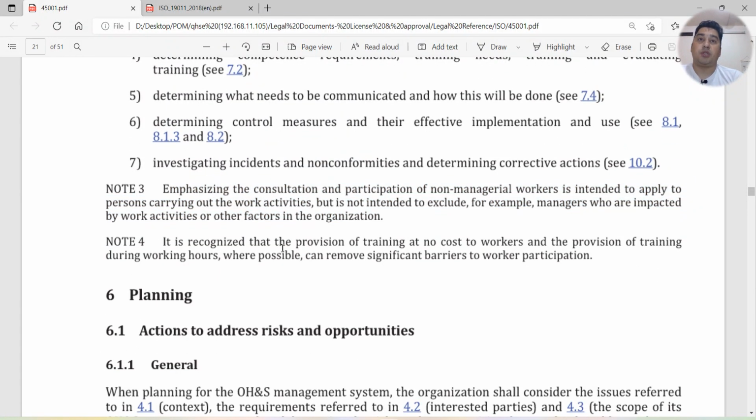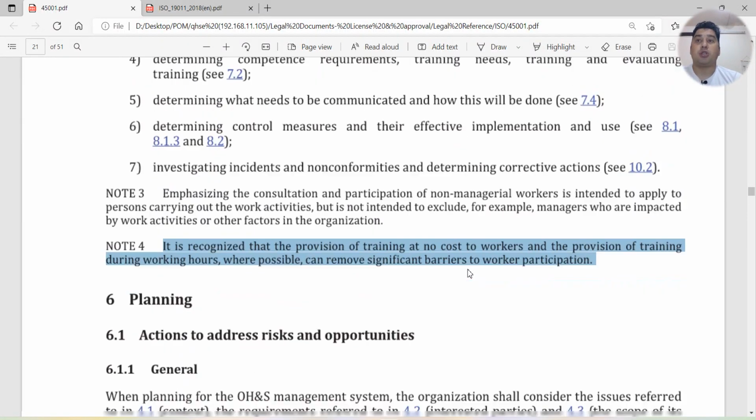It is recognized that the provision of training at no cost to workers and the provision of training during working hours, where possible, can remove significant barriers to workers' participation. So it's saying that whenever you are providing any training, you should not charge it back to the workers. And when that training needs some time, it should not affect the workers' own time. If a worker needs to attend the training for 1 hour or 2 hours, the worker should not work extra 1 hour or 2 hours. Those 1 or 2 hours should be taken from the work hours. So that was clause number 5.